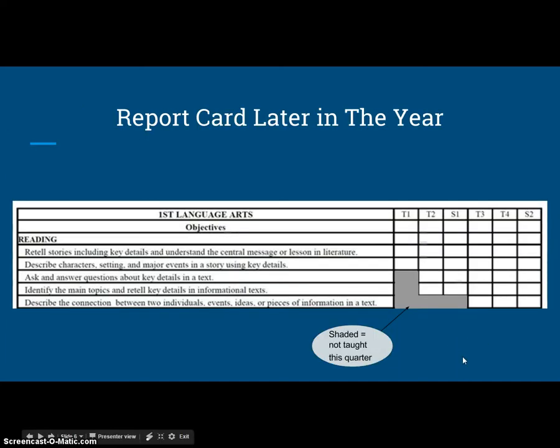Here's an example of a report card later on in the year. So here's your term 1. This would be quarter 1, term 2, second quarter, and semester. So you can see these skills will be reported on. They'll work on this throughout the whole year. These skills will not be taught until second quarter. This skill here, not until third quarter.